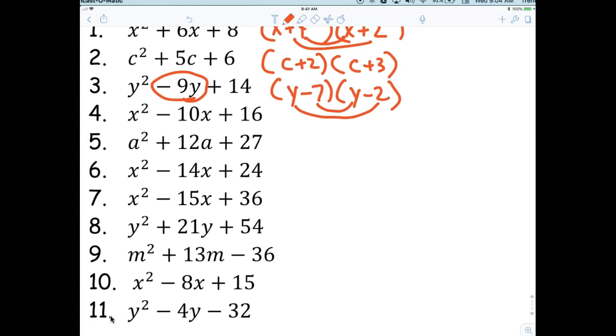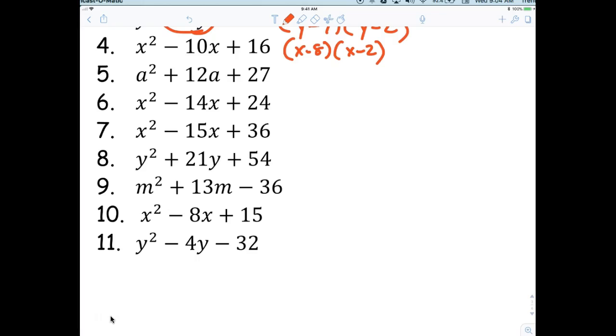Number 4, what's the answer to number 4 then? x minus 8, x minus 2. Let's jump to number 7. Factors of 36 that are 15. Can you tell me the factors of 36? 4, 9, 6. Oh, wait, that'd be 13. 13 and 2. 3 and 12. Oh, wow. So x minus 3 and x minus 12. Does everybody see that now?